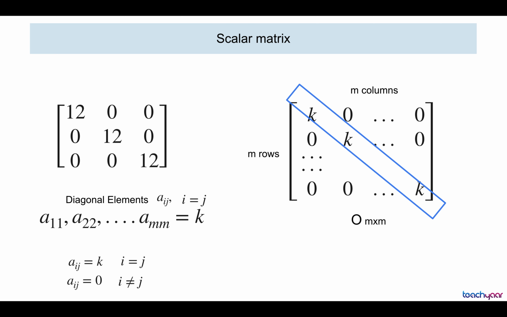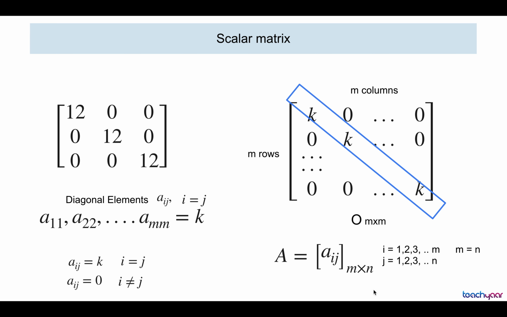Now the reason this is called a scalar matrix is because scalar means a number, right? And so k is some value or some scalar, and it's multiplied by what is called an identity matrix, which we'll just show you in a minute. And so that's why it's called a scalar matrix. And it's a square matrix, right? You're already familiar with this notation, so I'm not going to explain it again.